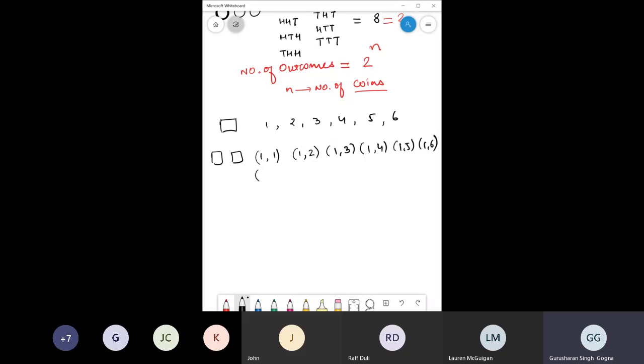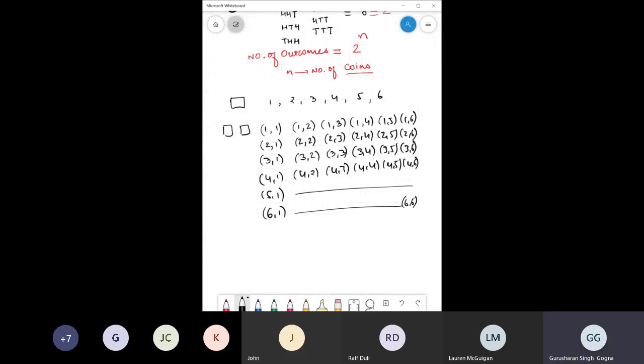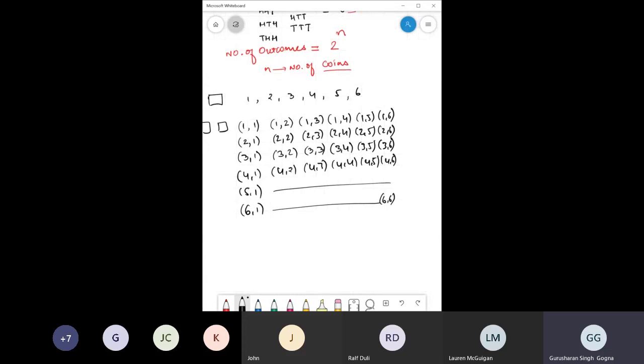In the next row you start with 2 and then change the second number. In the third row you change to 3 and then keep 3 as it is and change the second number, isn't it? So in this way you can get the total number of outcomes for 2 dice. If you throw 2 dice, I'm just writing the end, 6 6. So how many total outcomes are there? 36. 36 outcomes here, 6 outcomes here.